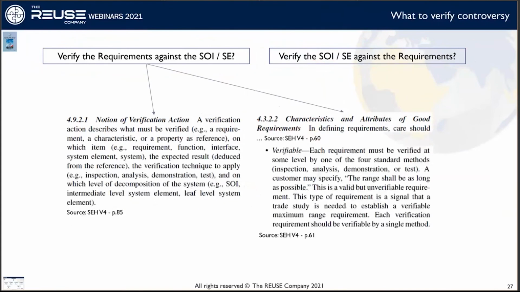But then you go into page 61, for example, or page 85, and it's not clear, because in this page, when you are describing a verification action that we will see in a second, the verification action describes what must be verified, and now it suddenly says that you verify a requirement on which item, and then you see that you have the system. So somehow the system is on which item. So here now suddenly they turn it around and say that you're verifying requirements against the system.